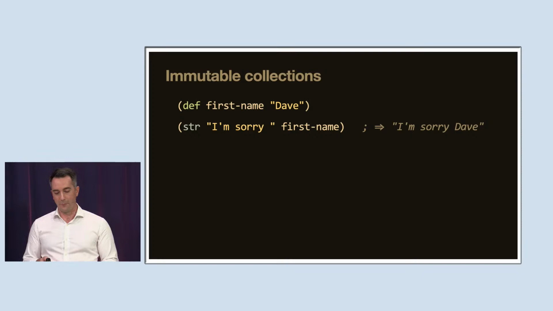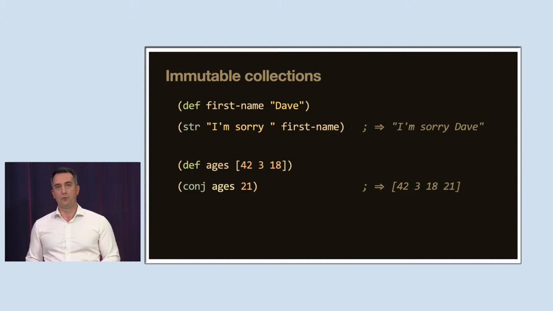But where Clojure is different is all of the other collections working just the same way. So here's an example where we've constructed a vector with three elements. We've called it ages. It has three integers in the vector. And then when we conjoin a new element onto the end, 21, that outputs a vector, but it's a new vector, just like we had a new string. And if we look at what's in ages, it hasn't changed. And that gives us this stable base to build upon. It means that there's not a shifting sand of mutability underneath everything that we're building.